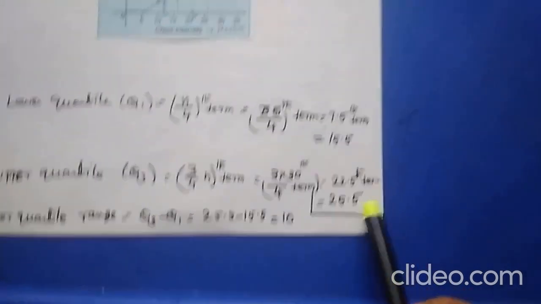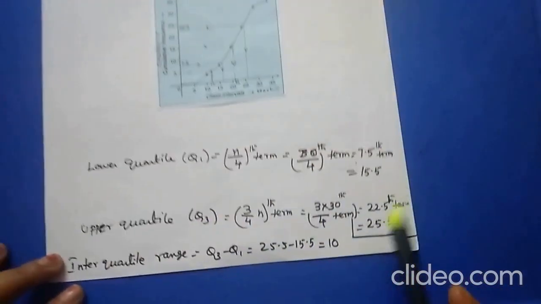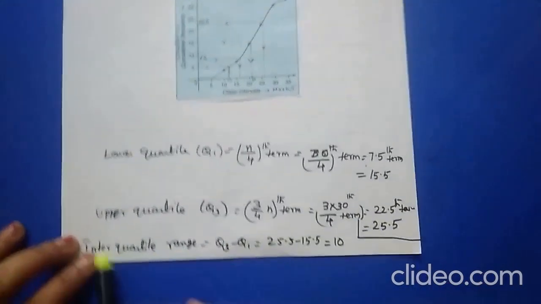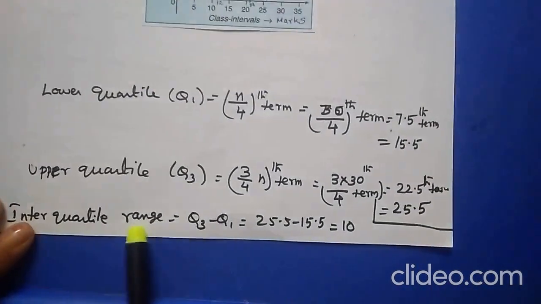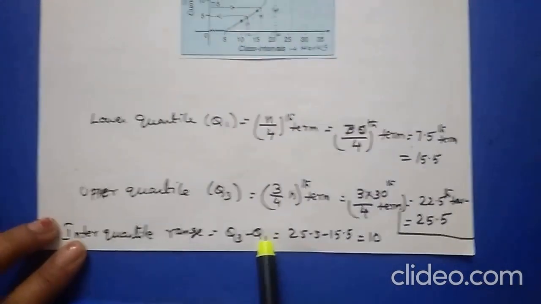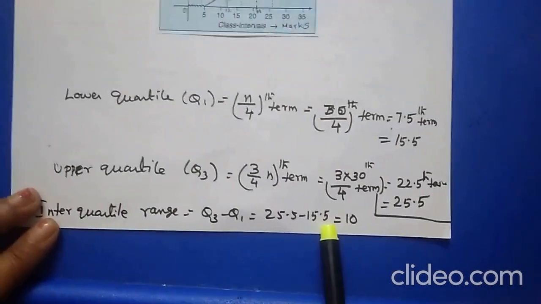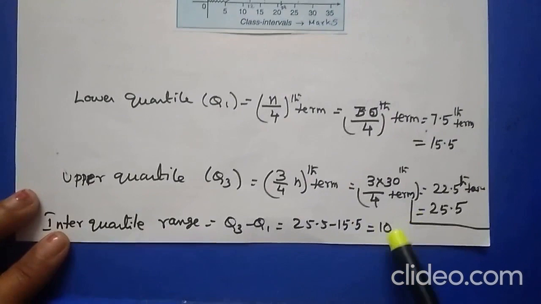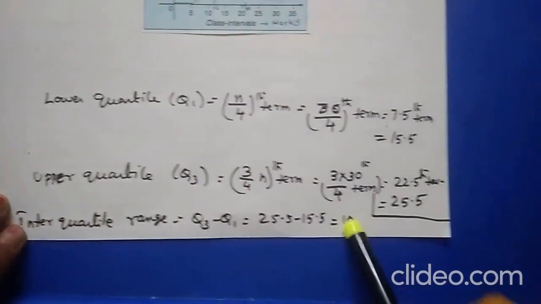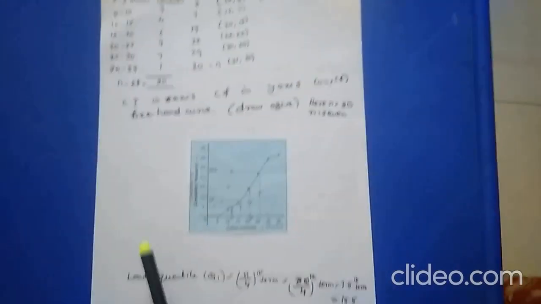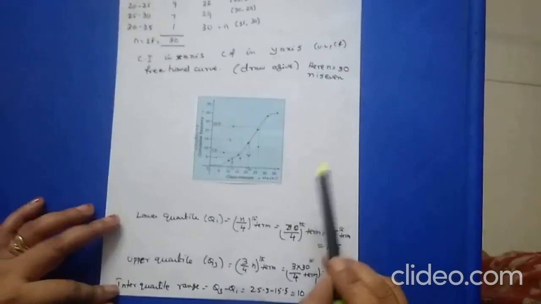25.5, therefore your upper quartile is 25.5. The interquartile range formula is upper quartile minus lower quartile. 25.5 minus 15.5 is equal to 10. Now for median, 30, n by 2. n by 2 is 30 by 2, 15.